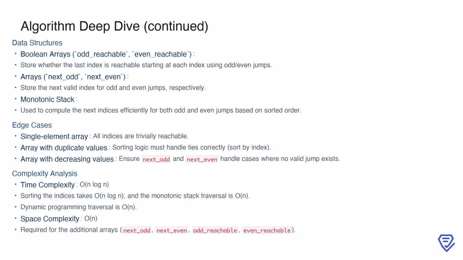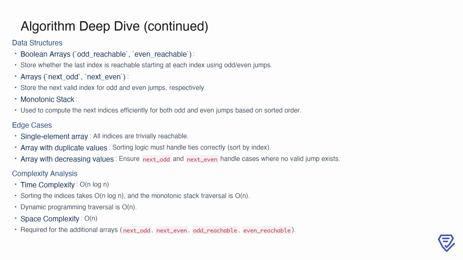When handling edge cases, we must account for scenarios like single-element arrays, where all indices are trivially reachable, or arrays with duplicate values, where the sorting logic ensures ties are resolved correctly. Additionally, for arrays with decreasing values, the solution must handle cases where no valid jumps exist by marking the corresponding entries in the next index arrays as -1.